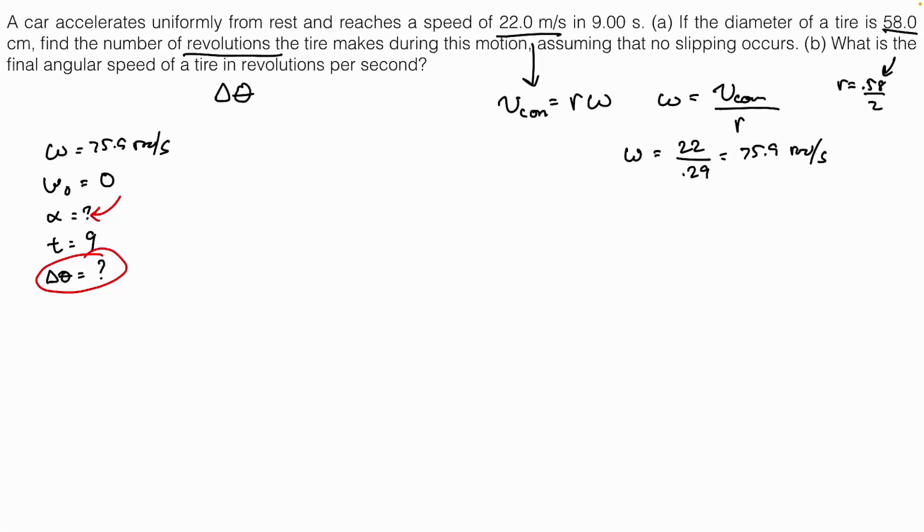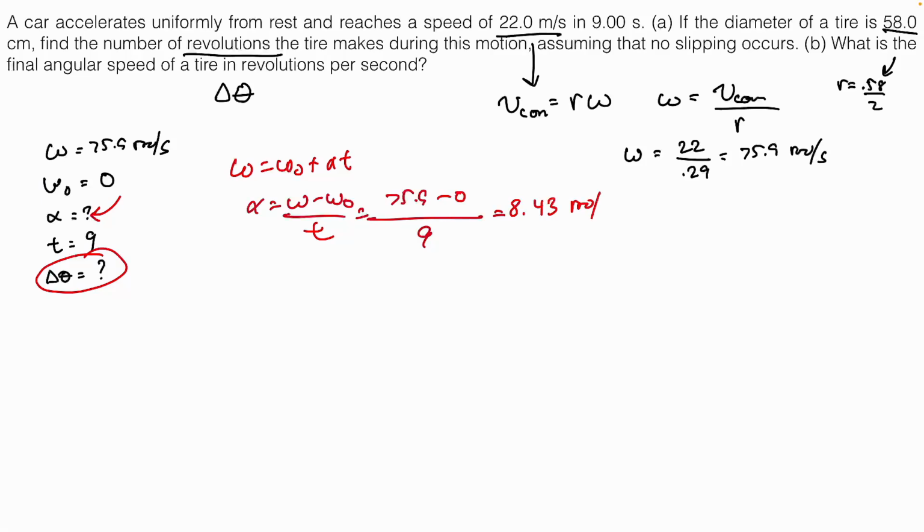So is there an equation we could use to find the acceleration? First one. The acceleration is going to be the difference divided by time. So that's 75.9 minus 0 all over 9 seconds. 75.9 divided by 9. I have no idea what this number is. 0.43? 8.43. I was going to say that sounded a little bit low.